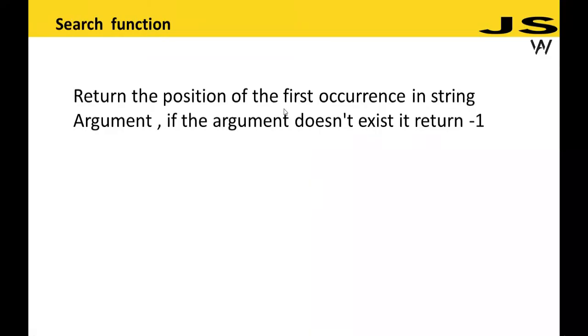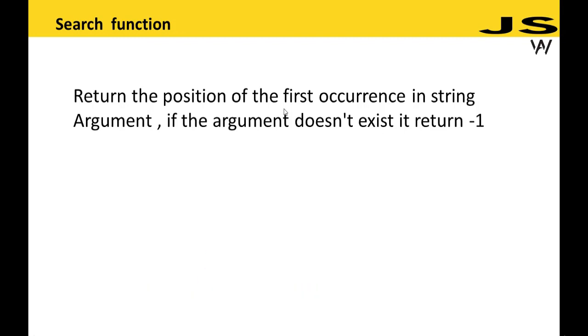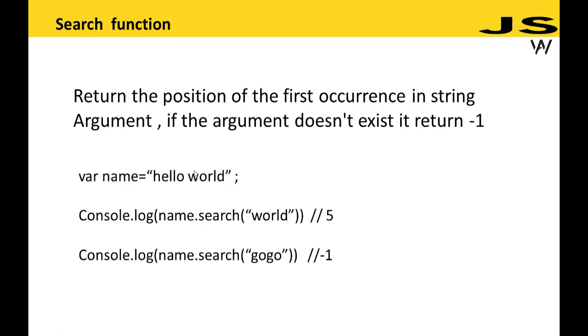Continue talking about the functions that already exist in JavaScript, and this video will talk about an important function called search. So search, basically we can search for a word to see if it exists in a sentence, for example. And if it exists, we return the position of its first letter. And if it does not exist, the function returns -1. Okay, this is just a simple example.